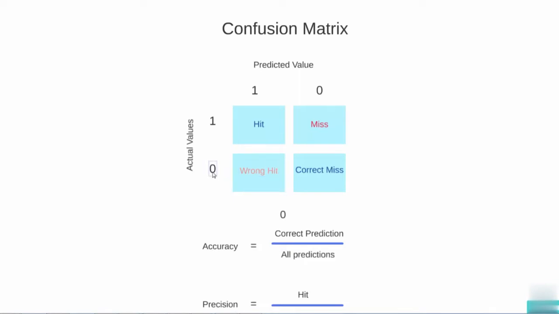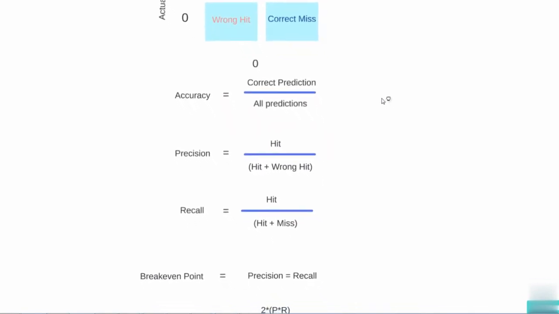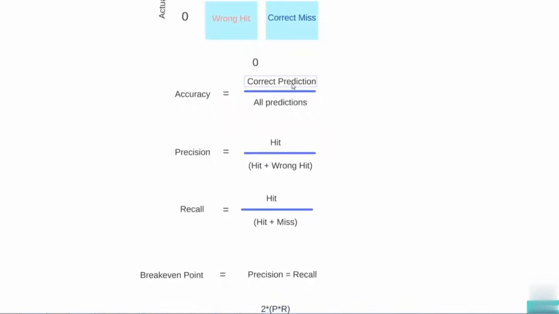And if the actual value is 0 and the predicted value was 0, then it is a correct miss. That means the actual value is 0 and the algorithm also thought it was a 0. So I've given it some familiar names to make this easy to understand. Hope it works. So accuracy is basically the correct predictions divided by all the predictions.